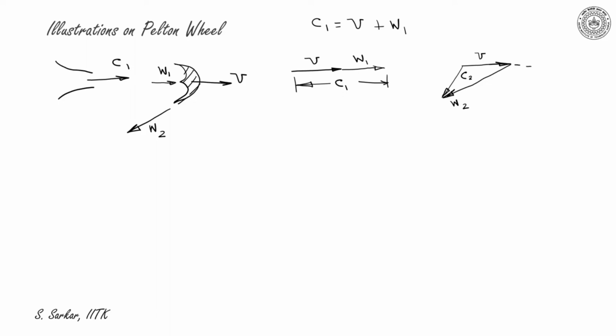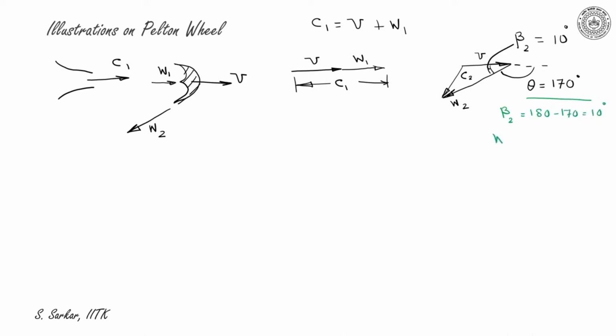Now W will be deflected by an angle of theta. Theta is equal to 170 degree. So this is beta 2. Beta 2 will be 10 degree. Let me also assess what are the quantities that have been given. As I have already told, theta is given as 170 degree. So I can say beta 2 is 180 minus 170, that is 10 degree.